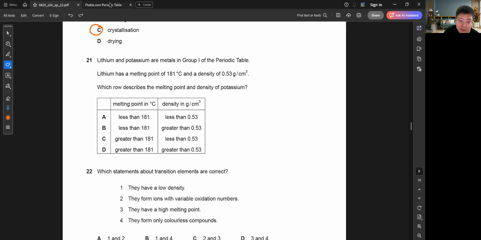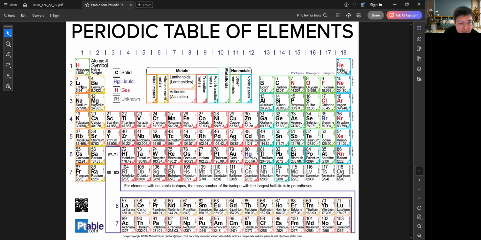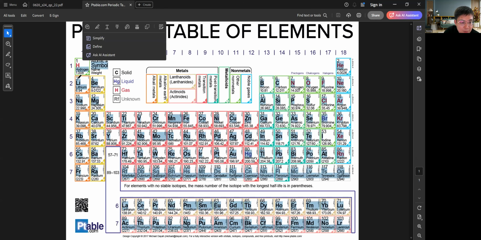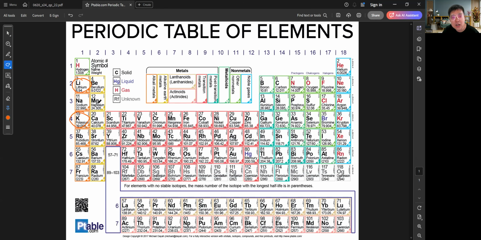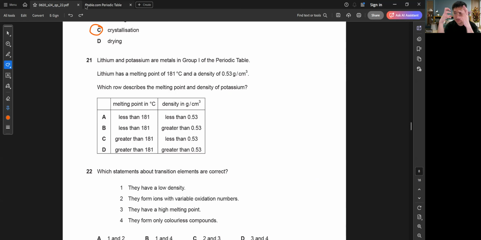But just double check lithium and potassium. So lithium is up here. Let me just get the pen. This is lithium. Potassium is down here. So the density should definitely be higher because there's a higher amount of protons attracting in the electrons. So it's more packed. So it's either B or D. And then for melting point, because the lower we go, the melting and boiling point decreases. So it should be less than 181. The highest one is the top.